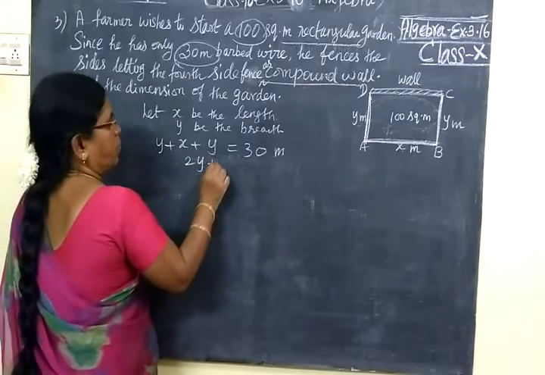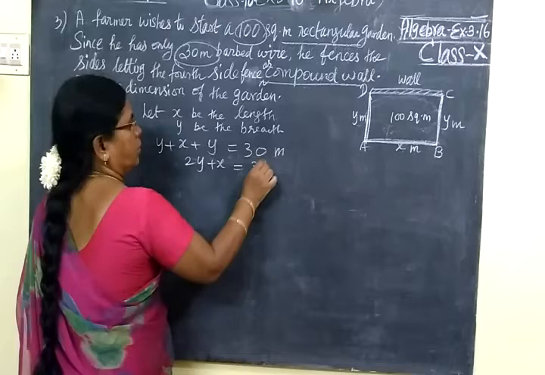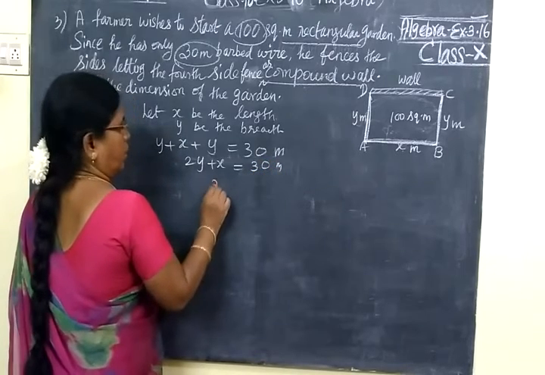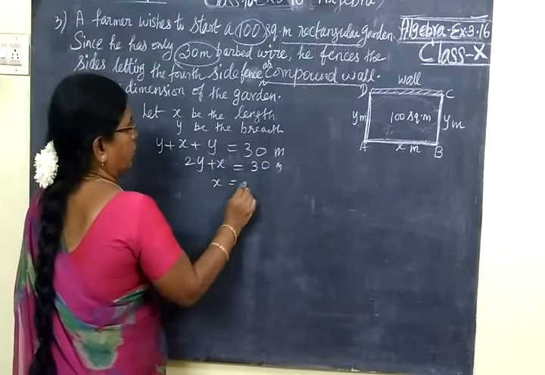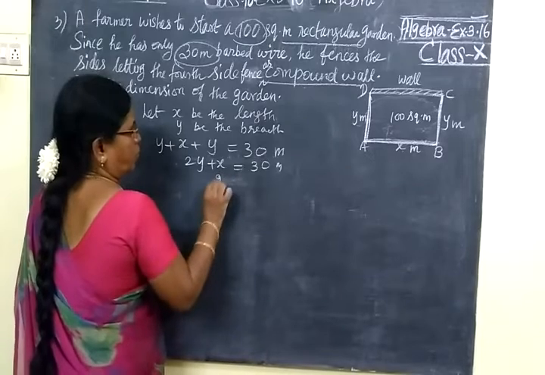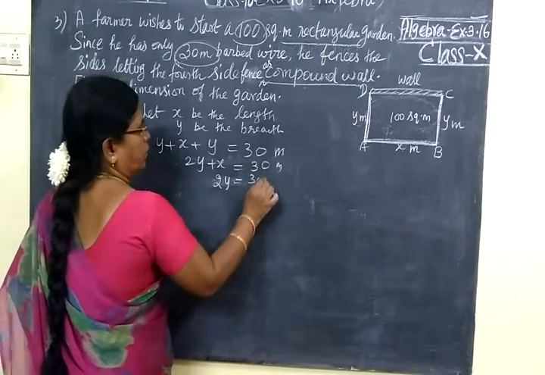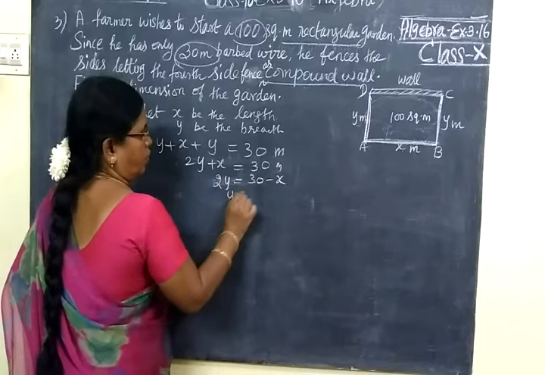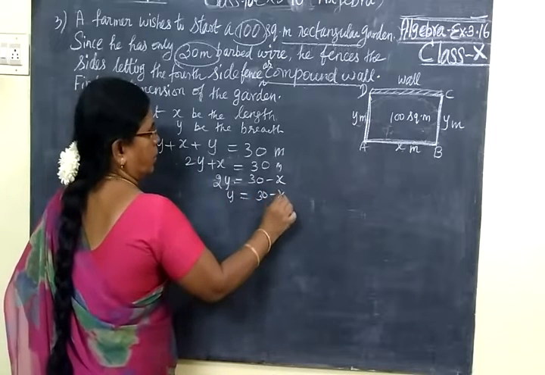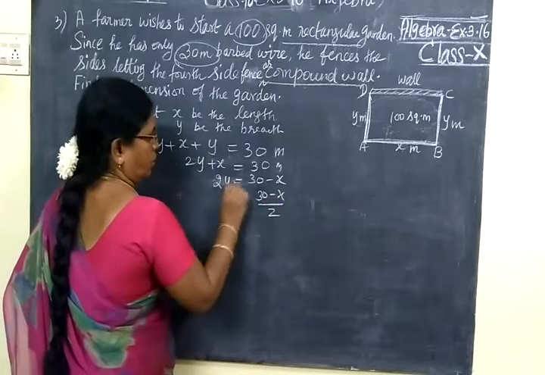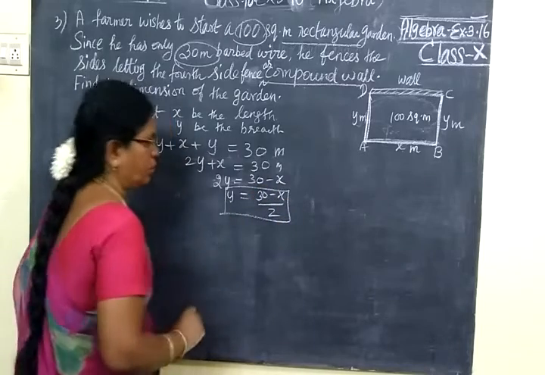So 2y plus x equal to 30 meters, or x is equal to 30 minus 2y, or 2y equal to 30 minus x, or y equal to (30 minus x) by 2. We can keep x, or we can keep y.